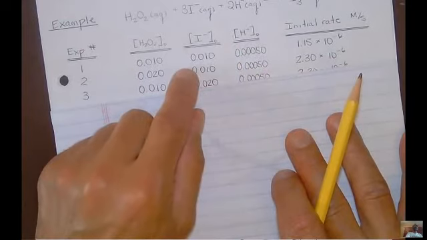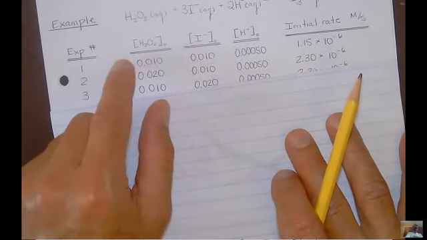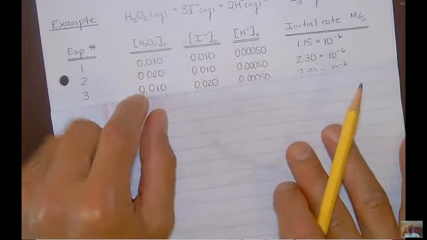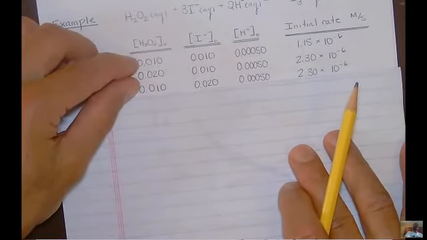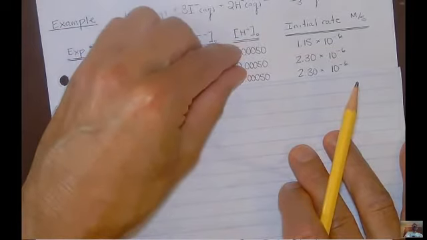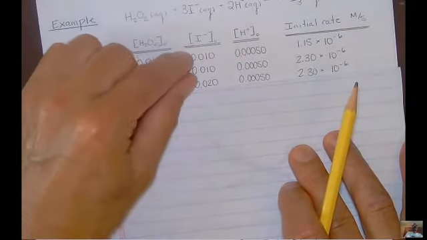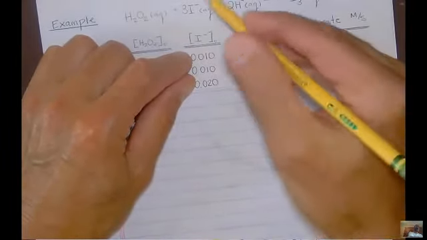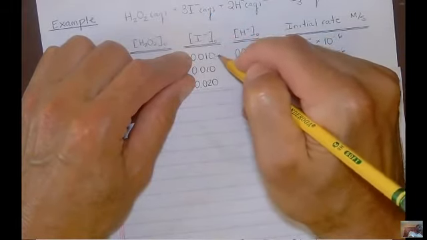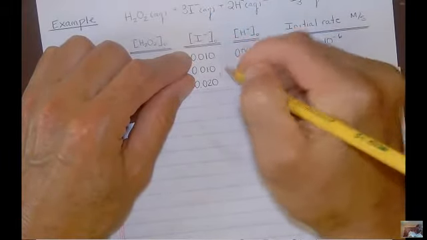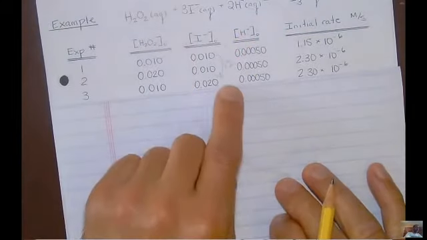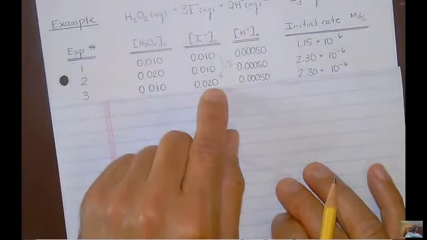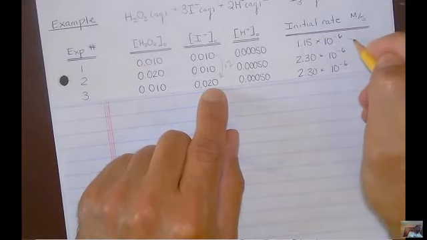So I'm not going to take 2 and 3. How about 1 and 3? Yeah, that's it. 1 and 3. These two are the same. These two are the same. So the only thing I'm changing is the I minus. Well, what did we do? We doubled. Okay, you don't have to double. The scientist is a free country. They could quadruple. But let me see, when I double this, what happens to the rate?